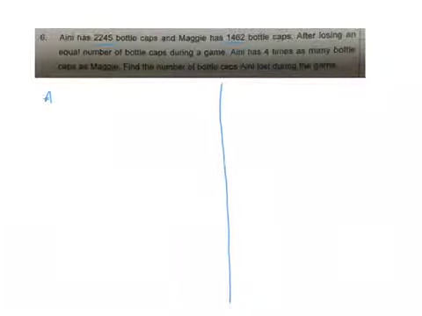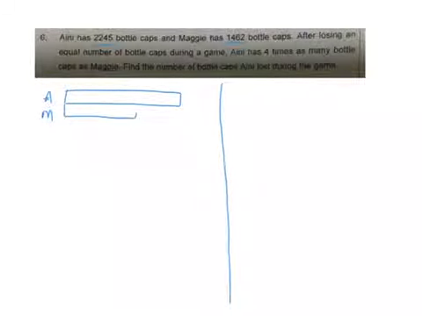Aini has a longer model because Aini has more bottle caps than Maggie. So you can label your model: 2,245 and 1,462. Now, after losing an equal number of bottle caps during a game, the key idea here is that they lost an equal number of bottle caps. If Aini lost 1, Maggie would have lost 1. If Aini lost 10, Maggie would have lost 10.